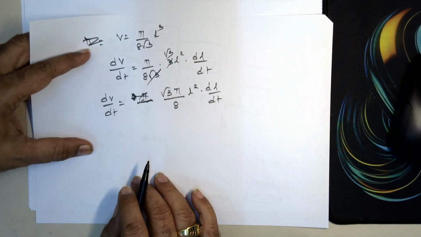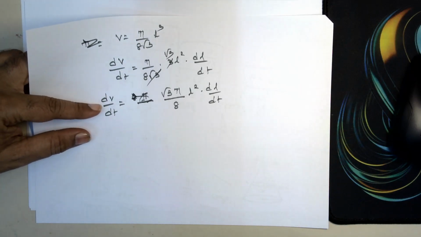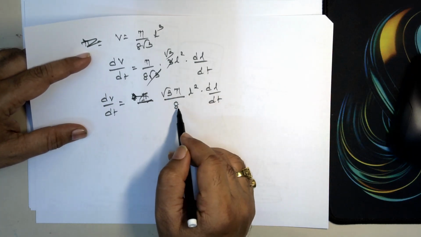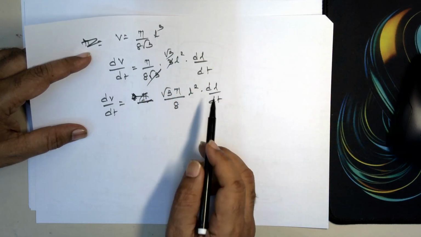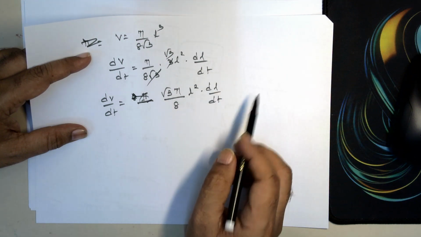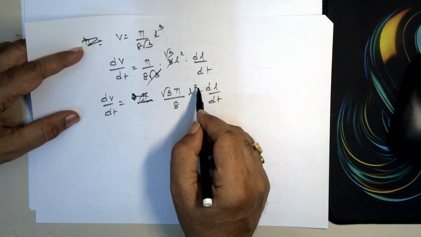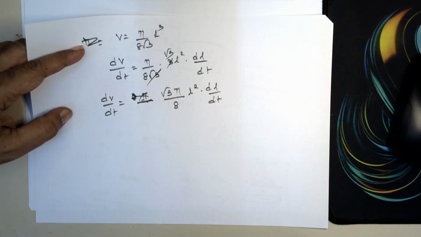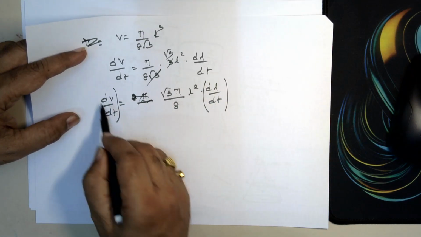Now let us substitute accordingly. Here we have dV by dt equal to root 3 pi divided by 8, so I have cancelled this out, into L squared and then dL by dt. Now we have to substitute. What is asked here? dL by dt is asked. L they have given, L is equal to 4 centimeters.